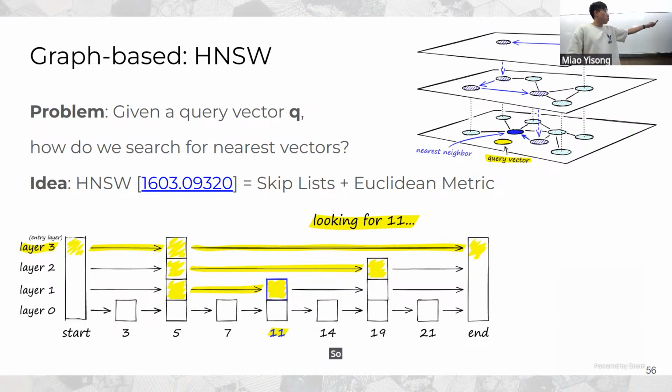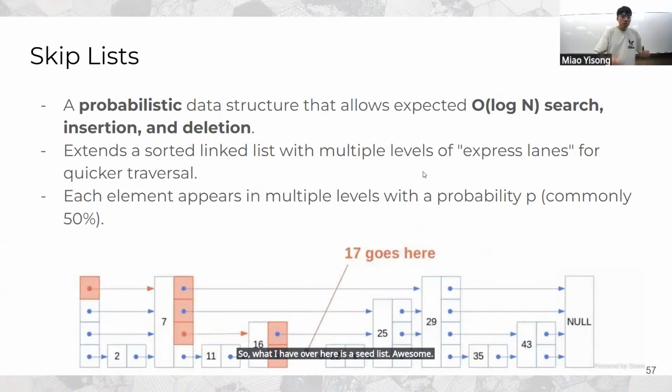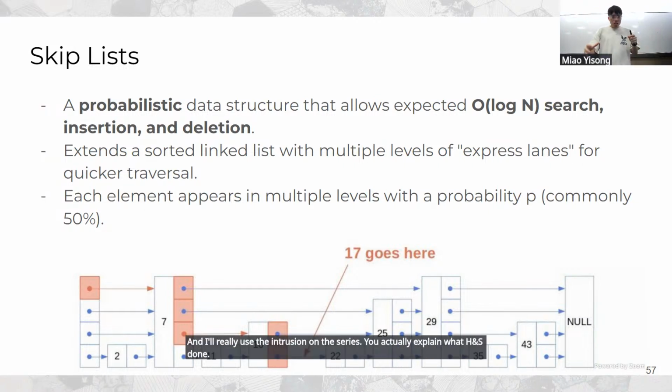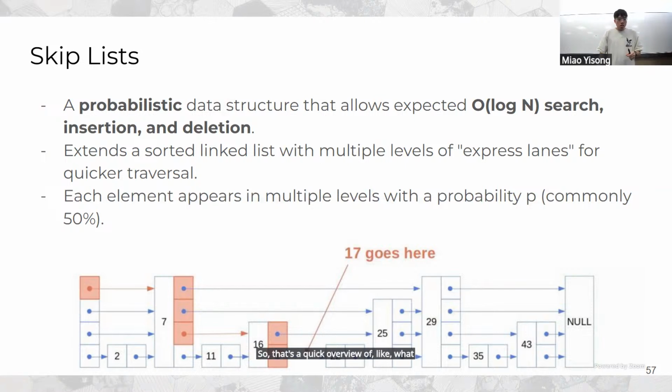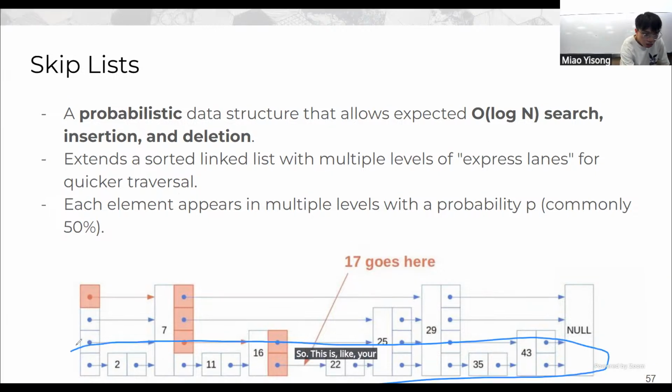So what I have over here is a skip list. A skip list is a probabilistic data structure that allows us to search in log n time. I'll use the intuition from a skip list to explain HNSW. Just a quick overview of what a skip list is: you can think of it as a linked list at the bottom layer. This is your usual linked list.